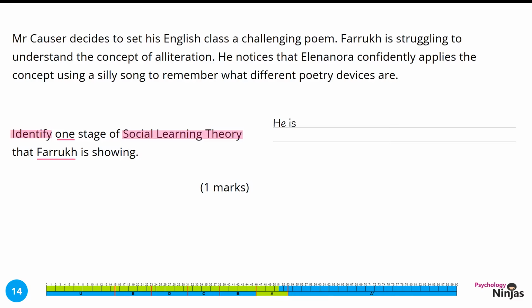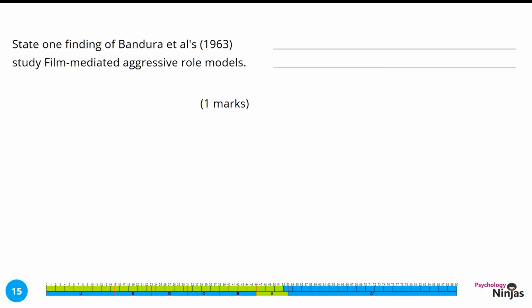Here's our response. He is paying attention to the silly song that Eleonora is singing. We've clearly identified a stage within social learning theory in terms of attention, but this could be retention, reproduction, or motivation. We've linked this into the STEM and the information we've been given by talking about the silly song, and we can tick that off in our STEM. It's important here we have information from the STEM rather than just name-dropping Eleonora or Farouk.